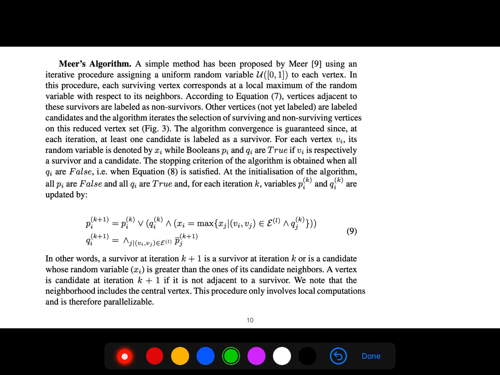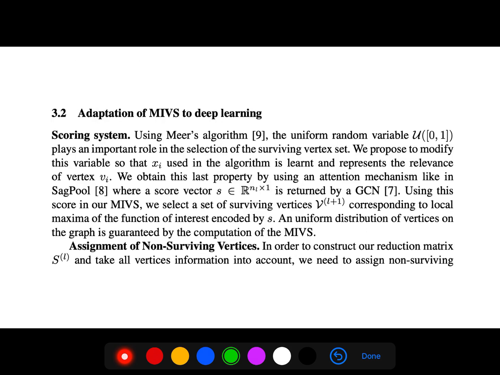And this MIS algorithm is a very, very old algorithm. So they use this idea at the initialization. We assume all P sub i are false and Q sub i are true, and we update them with this equation. But this is important. Now, the uniform random variable plays an important role in the selection of the surviving vertex set. We want to modify this variable so that x sub i used in the algorithm is learned and represents the relevance of vertex v sub i. We obtain this last property by using an attention mechanism like in SAGPool, where a score vector is returned by a GCN. So using this score, we select a set of surviving vertices corresponding to local maxima of the function of interest encoded by S.